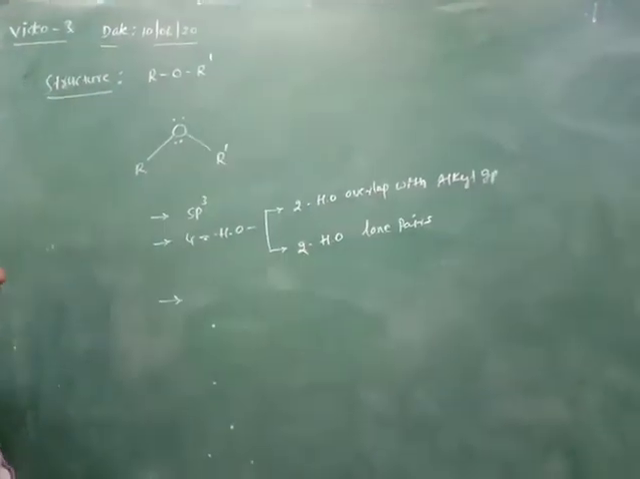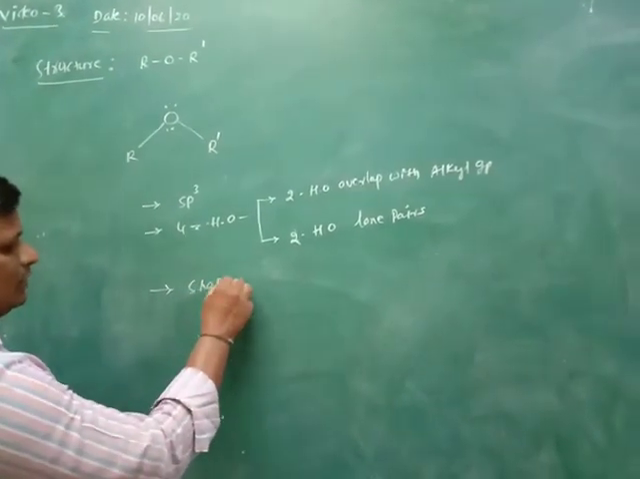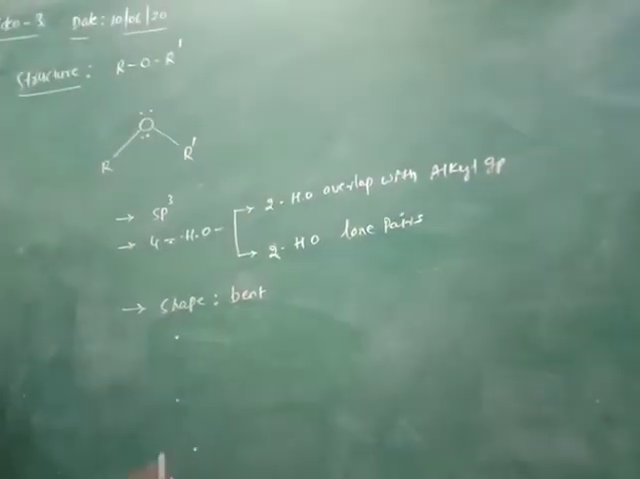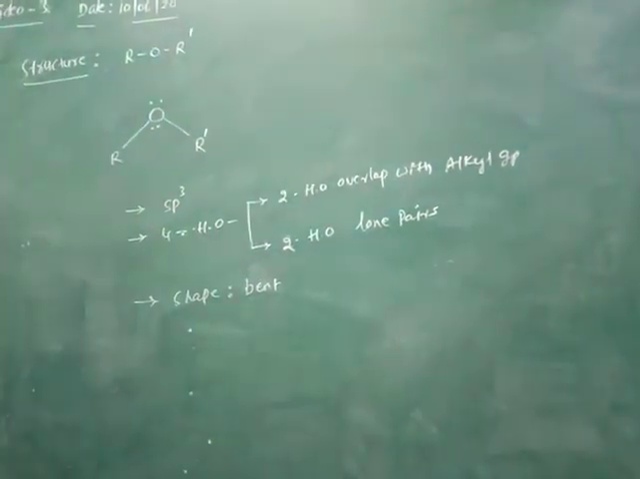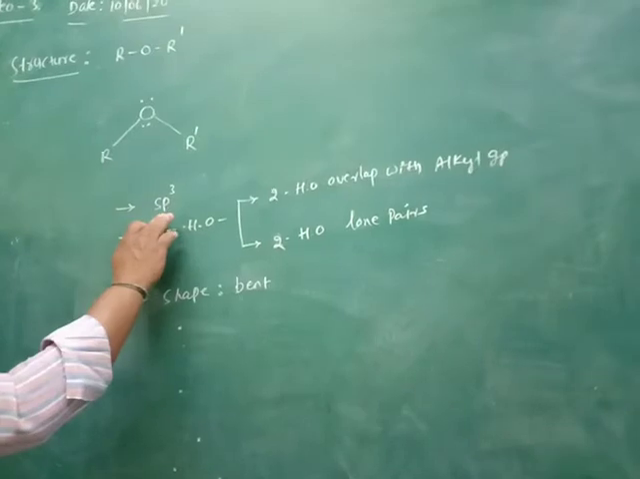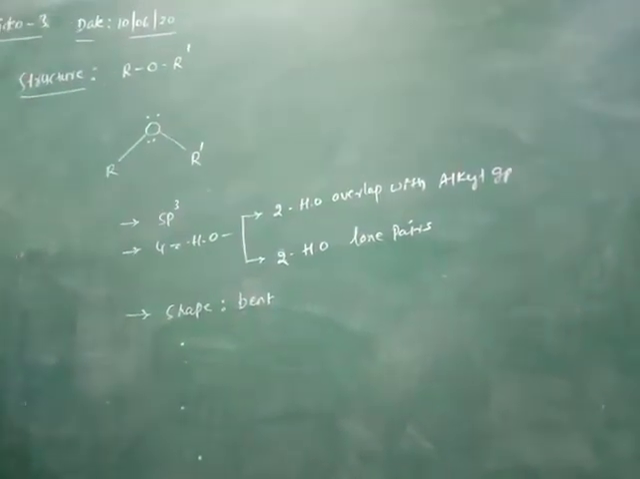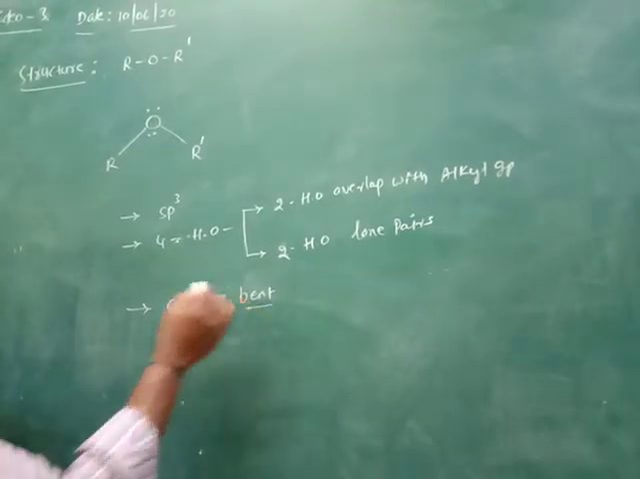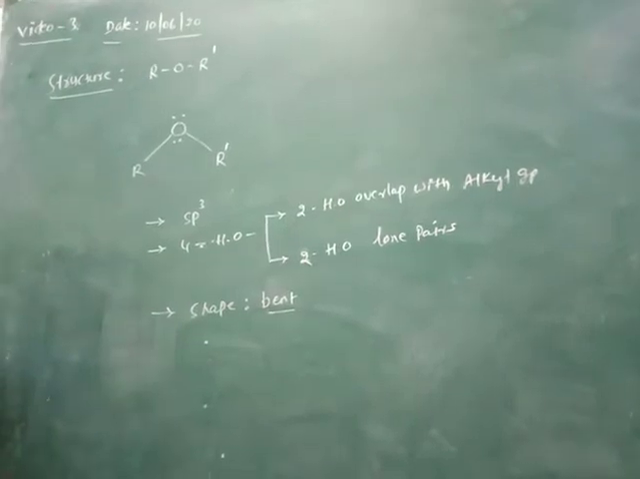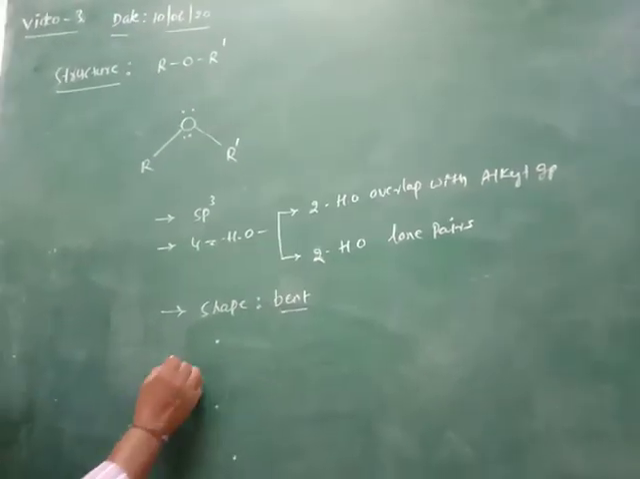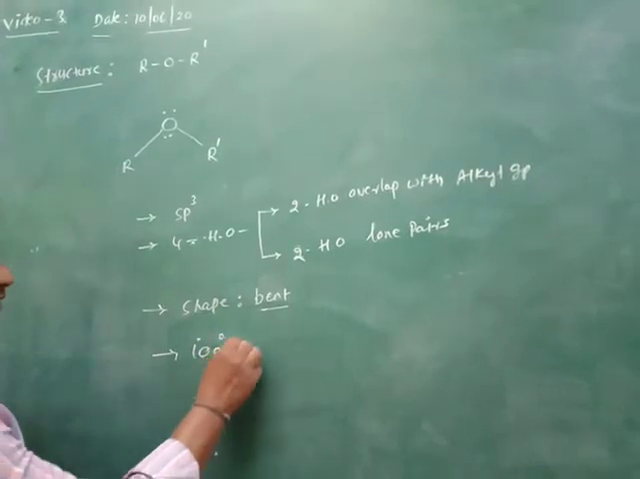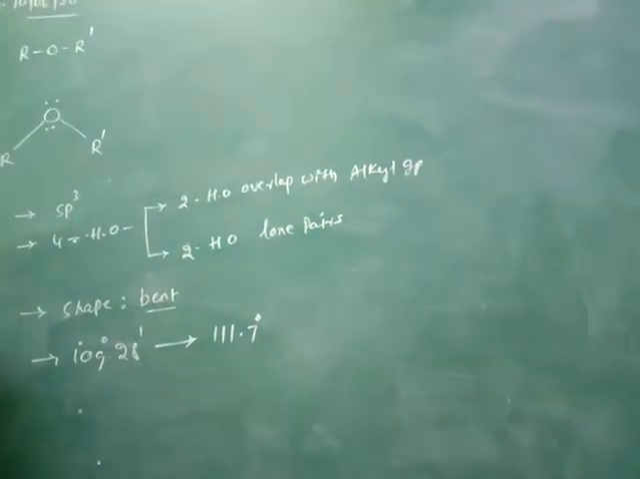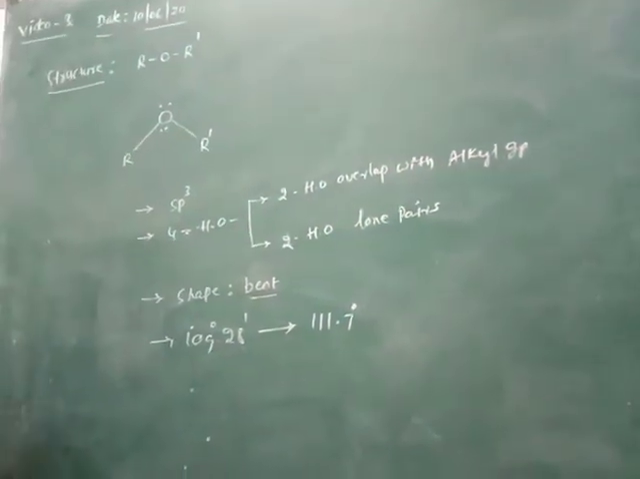Generally, the shape of ethers is bent. What is a bent shape? Actually, oxygen is involved in sp3 hybridization. If sp3 hybridization is present, the shape of the molecule is tetrahedral, but due to the lone pairs of electrons, the tetrahedral geometry is converted into a bent shape, and the bond angle increases from 109 degrees 28 minutes to 111.7 degrees due to repulsion between lone pairs of electrons.